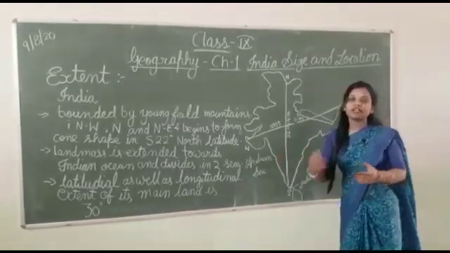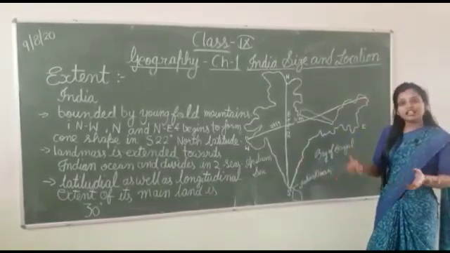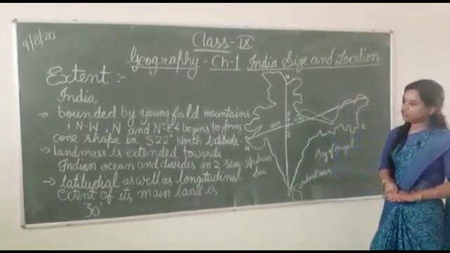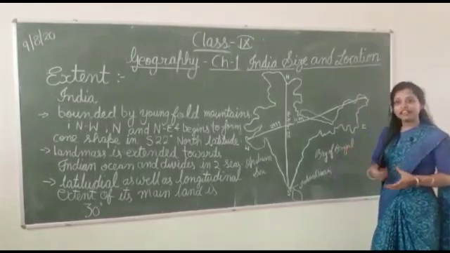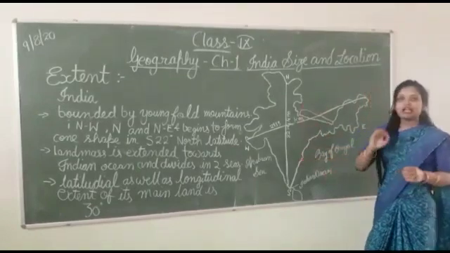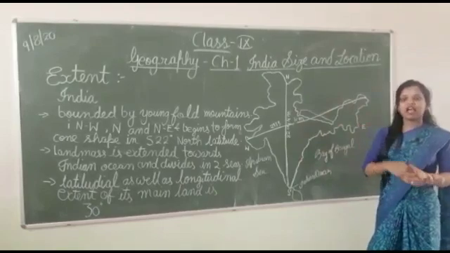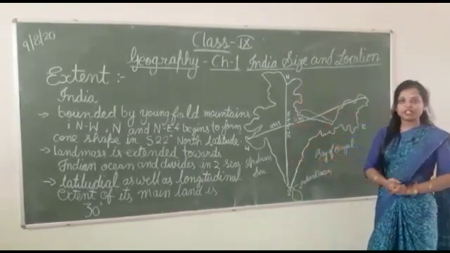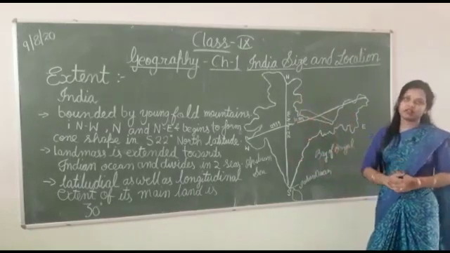And now let's move to the most important point of this topic, that is the latitudinal as well as longitudinal extension of the Indian landmass. When we are talking about the latitudinal and longitudinal extension of the Indian landmass, we can say that it has an extension of 30 degrees, and when we are talking about its longitudinal extension in kilometers, then it is 3214.